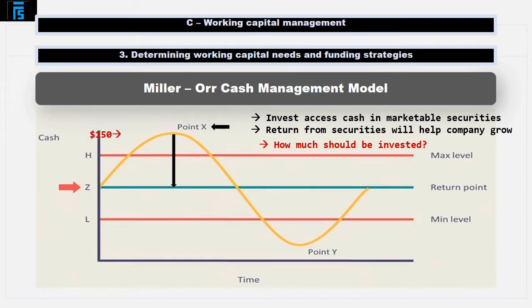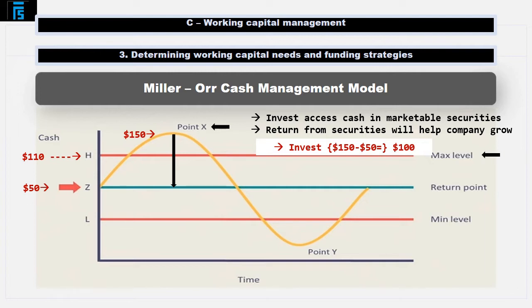So let's say point X equals $150, H $110, and Z $50. The amount transferred into non-cash securities is as follows. 150 minus 50 equals $100. By transferring this, the cash balance is brought back to the ideal Z. You could say the company is a bit sloppy at applying this model, having let the balance go to $150 when it should not go past $110.